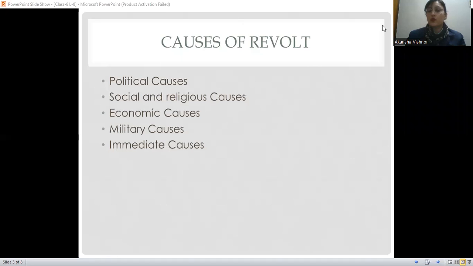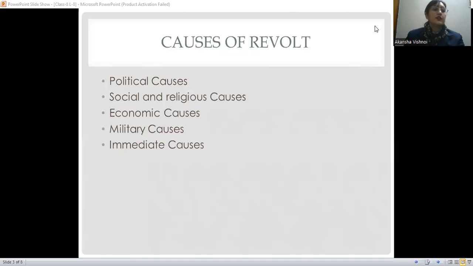Displacement of many rulers and landowners, and annexation of territories based on the subsidiary alliance and the doctrine of lapse. These are certain important factors which led to the political causes. The simmering discontent against the British led to the Great Revolt of 1857. This revolt shook the British rule in India to its foundations.